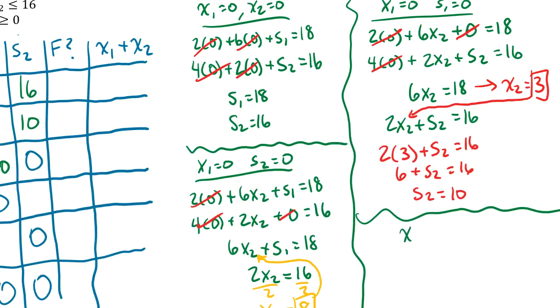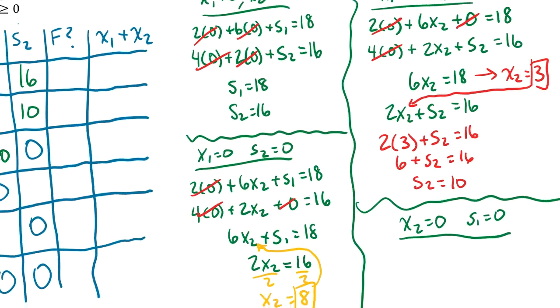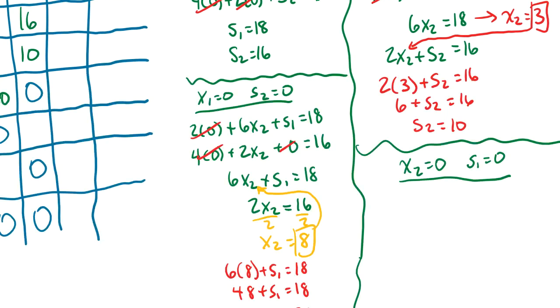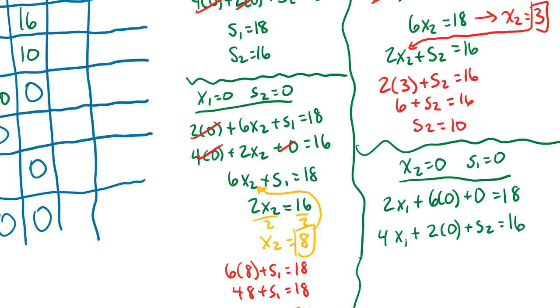So x2 equals 0, s1 equals 0. We'll go and plug those in. So if we plug those in, we get 2x1 plus 6 times 0 plus 0 equals 18. And then 4x1 plus 2 times 0 plus s2 equals 16.